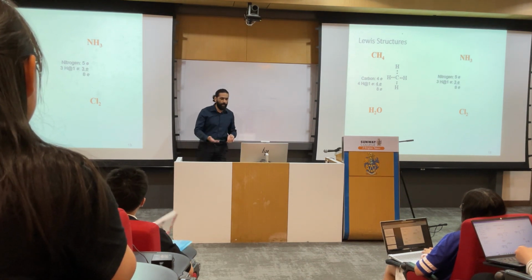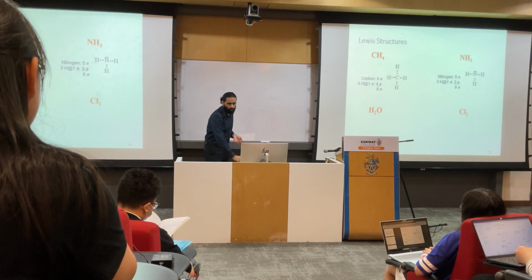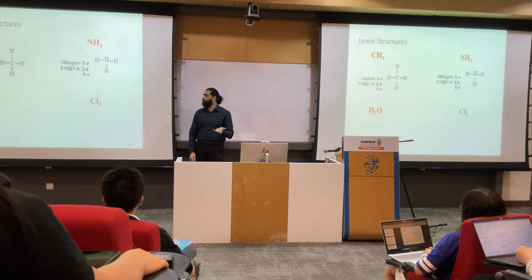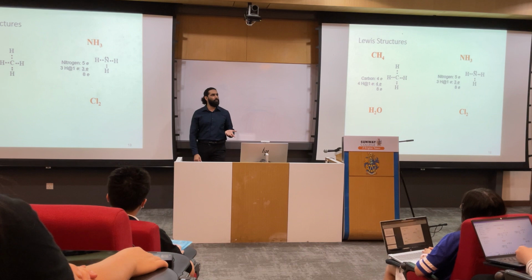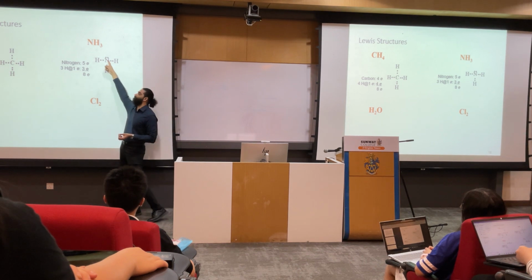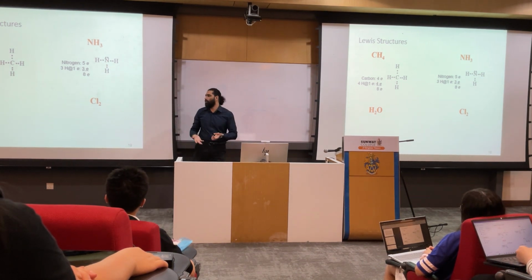Ammonia, nitrogen, 3 hydrogen, simple stuff, right? This is how you can make it. But since there are only 3 hydrogens, we can only make 3 bonds. So what happens with the unutilized electrons? They stay there just like that. And we call them non-bonding electron pair or simply electron pair.